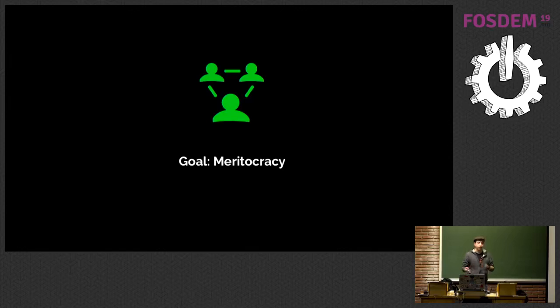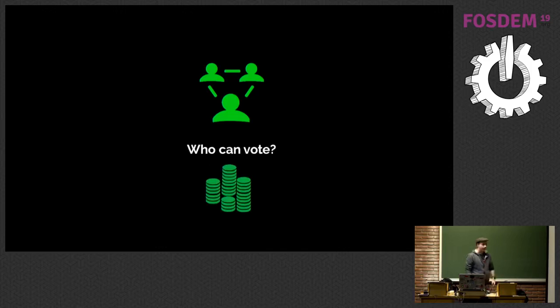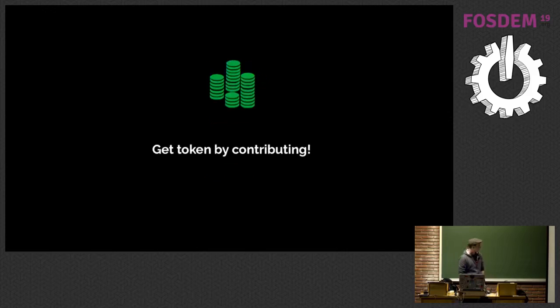So people who contributed to the community should make the decision. This is our definition of meritocracy. And the question is how you do that, how you make decisions. The answer is voting. How you decide who votes? Well, you do it by tokens. And who gets the tokens? You get tokens by contributing.